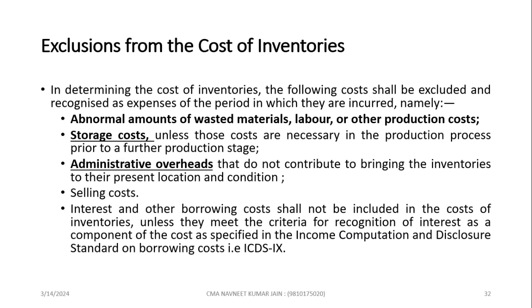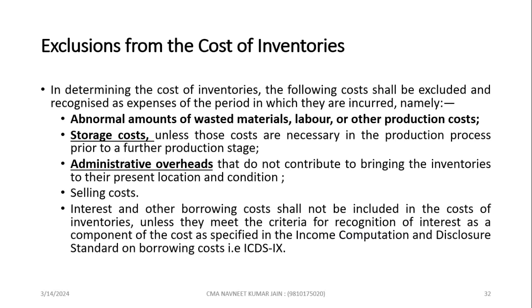Number one, abnormal amounts of wasted materials, labor, and other production costs. So these are the same as we do. Abnormal expenses, abnormal costs, and abnormal consumption of inputs during the manufacturing are not allowed as a part of cost. Rather, they are taken into reconciliation statement as unabsorbed expenses.